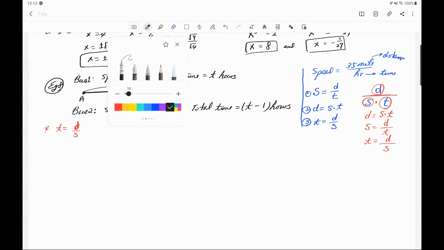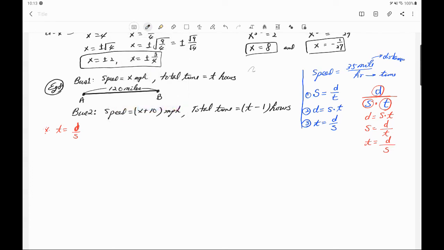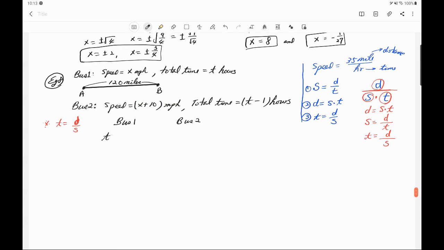So for the bus 1, what is the time it took? For bus 1, the distance is 120 miles, and the speed is x miles per hour. So we can write an equation like this.